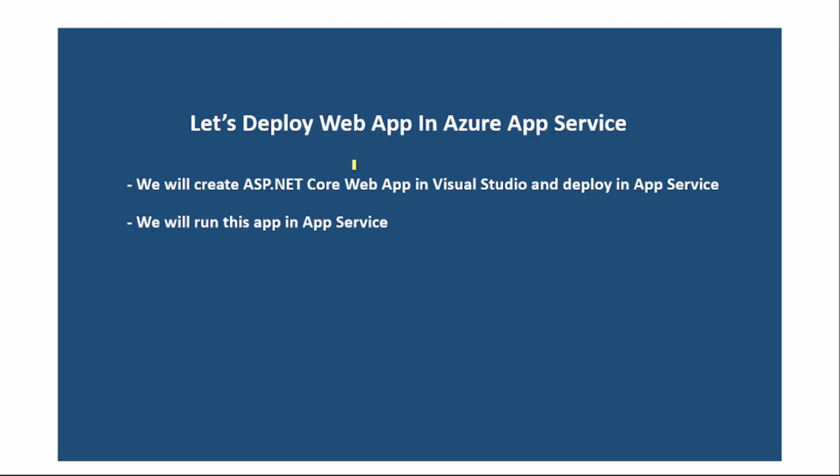Hello guys, in this video let's deploy our web app in Azure App Service. So we will create an ASP.NET Core web app in Visual Studio and we will deploy it in App Service, and then we will run this app in App Service. And now let's go to the Visual Studio.